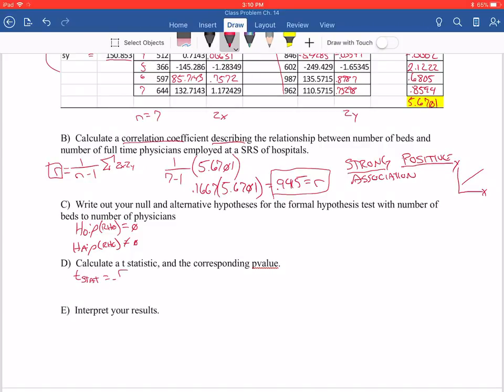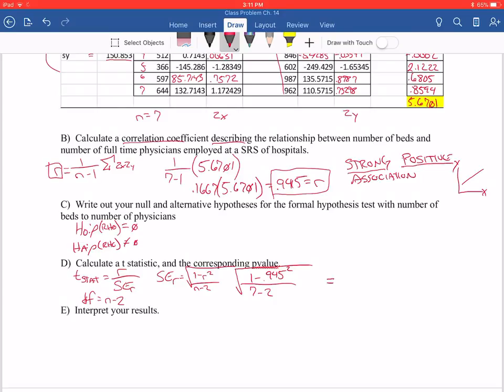In order to calculate our t-statistic, we take our t-stat. It's going to equal R over standard error of R, where the standard error of R is equal to the square root of 1 minus R squared over n minus 2. And our degrees of freedom is equal to n minus 2 when we're dealing with correlation. So we have all the values we need to do our t-stat. We take 1 minus 0.945 squared, right? That is our R value. And we divide it over our n, which is 7 minus 2. We're going to take the square root of all that.